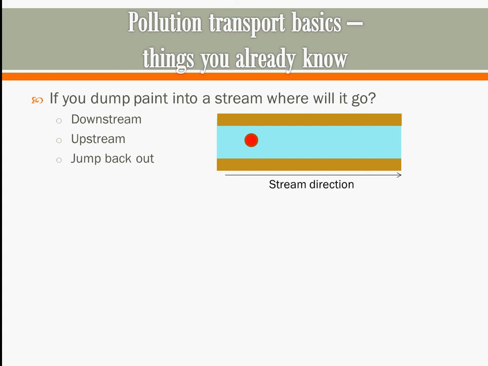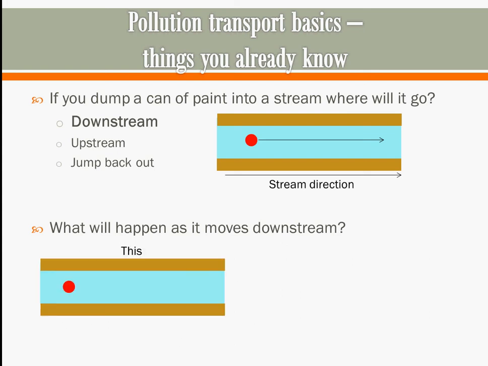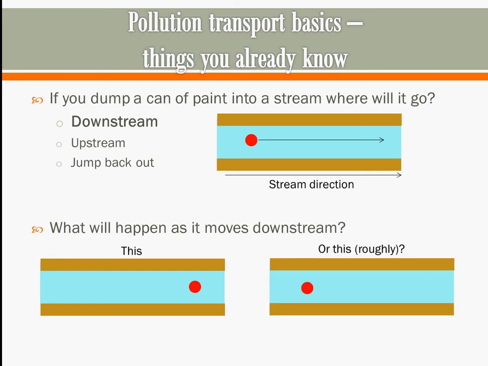This is another thing you know. If you dump paint into a stream, where will it go? You can pause to think about that, but I think you probably already have a good idea that it's going to go downstream. Okay, so what will happen to this blob of paint as it moves downstream? You know this too, but maybe it seems a little less obvious to you. So you have two choices here. Do you think this will happen? You've got this blob of paint and it's all going to move straight downstream and it's keeping its uniform blob shape. Or is this roughly what's going to happen? As it moves downstream, it will spread out and kind of diffuse through the system or through the stream.